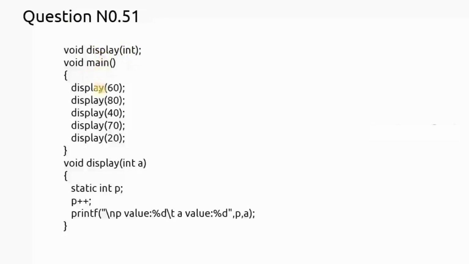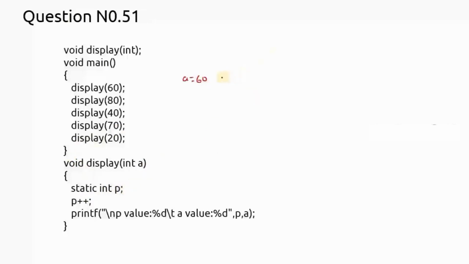So void main, then display of 60. It has to execute the display of 60 function. So it comes to here where a value is 60. Here, static int p.